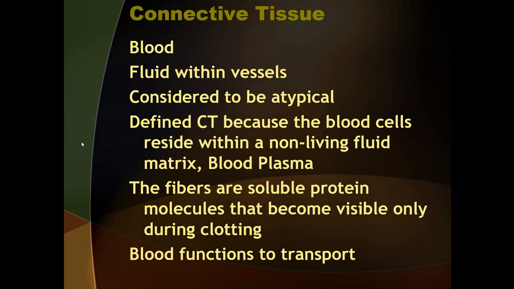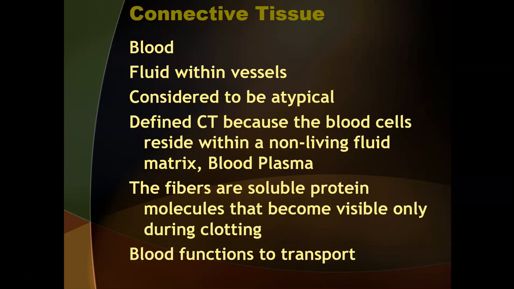The next kind of connective tissue is kind of atypical for most of us, and that is blood. And blood forms fluid that we know runs through vessels, veins, and arteries. It's considered to be an atypical form of connective tissue, and it is defined as a connective tissue because the blood cells reside within a non-living fluid matrix, which is what defines a connective tissue. In the case of blood, that non-living fluid matrix is known as blood plasma. So we have cells within a matrix, and that matrix is the plasma.